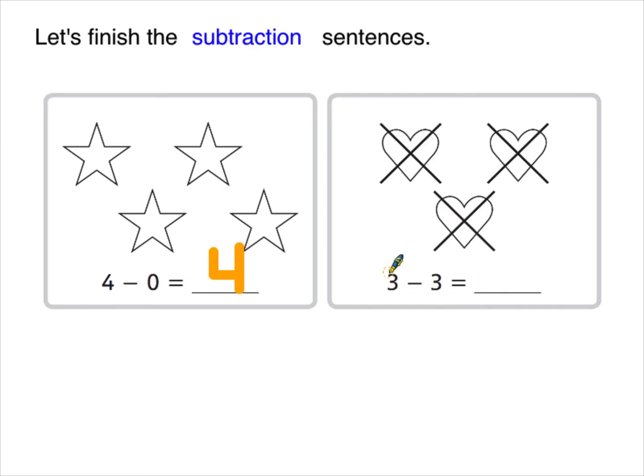Here, we started with 3 hearts. See, we have 3. We take away 3, so we have 1, 2, 3 x's. How many hearts do we have left over? None. This is tricky for grade 1, unless you are really slow when you think about it. This is how many we start with. This is how many we take away. This is how many we end up with.